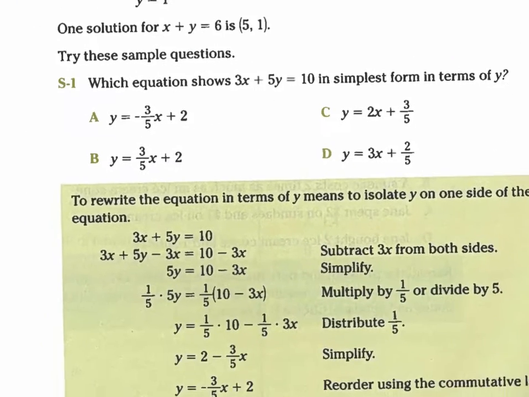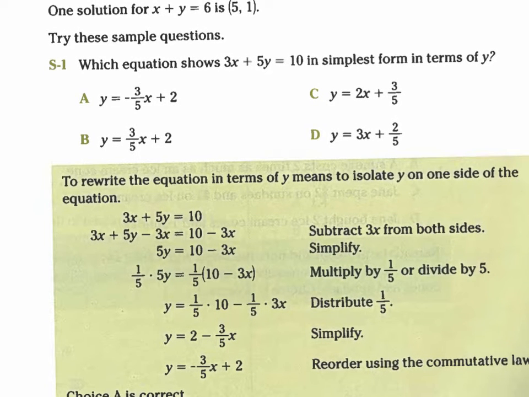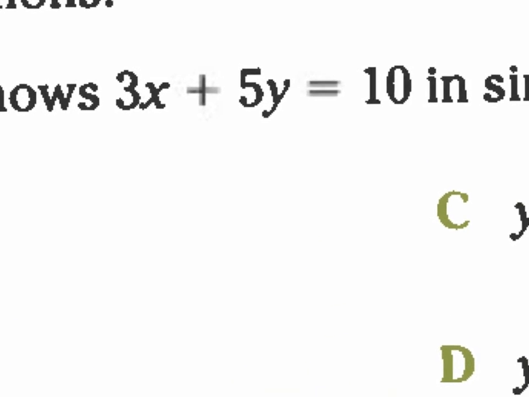So if you look at this example in the middle of the page, it says which equation shows 3x plus 5y equal to 10 in simplest form in terms of y. And when you look at your letter choices, that tells you that we're looking to see how this simplifies with y by itself. So we would take our equation and solve for y.